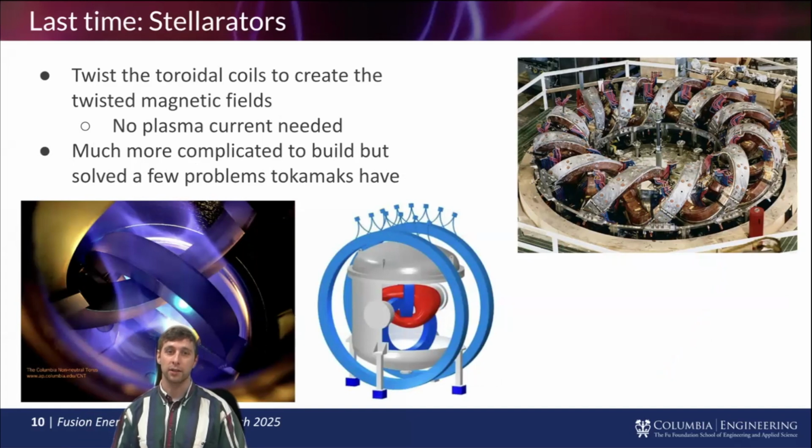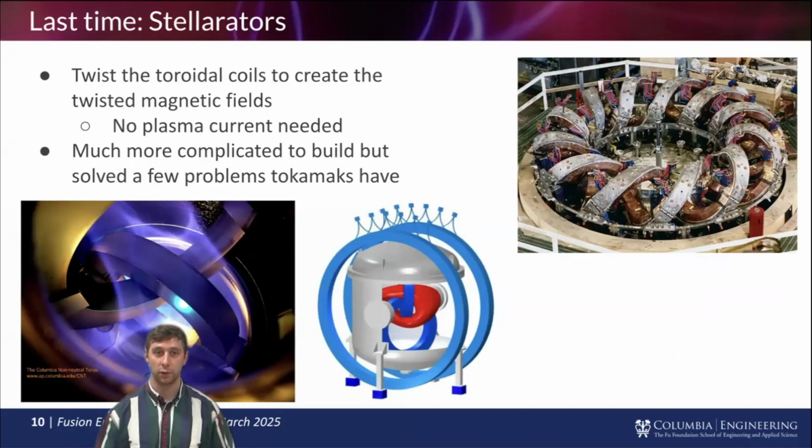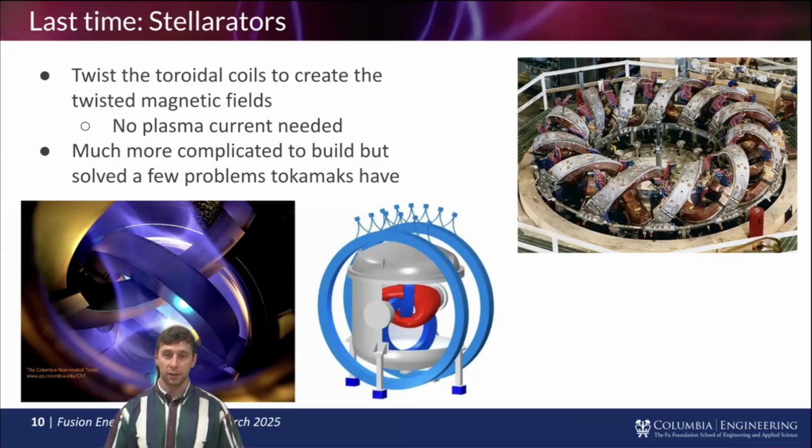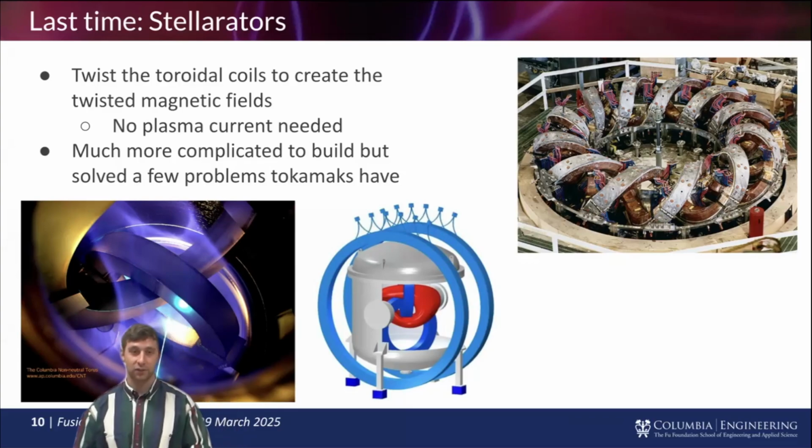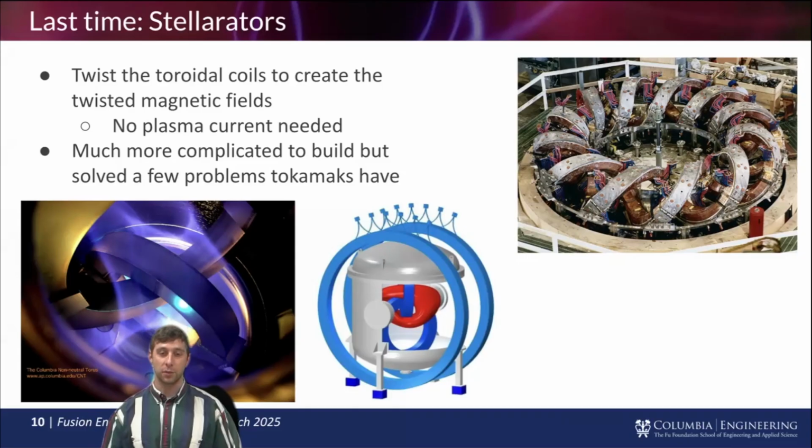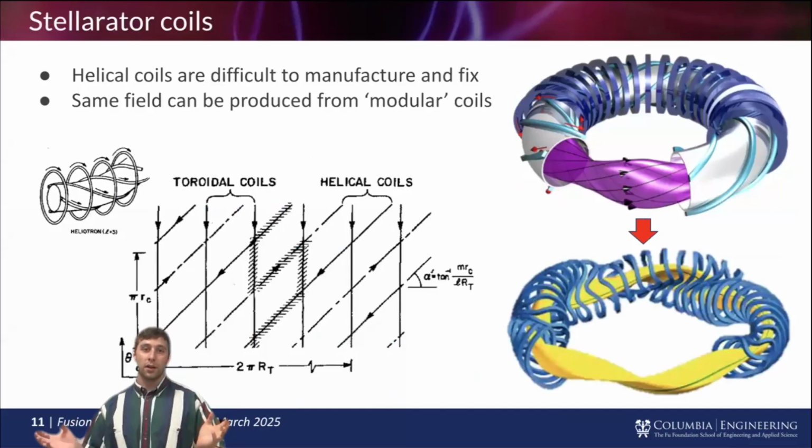Stellarators are more complicated to build because of these twisted coils, but they have some fewer operational problems compared to tokamaks. So you can see a few examples here of twisted coils or some unique designs. The bottom left picture here that I'm standing in front of is the view from the inside of the CNT stellarator, which is at Columbia and is currently undergoing an upgrade. So the stellarator coils are typically difficult to build because they have this interesting twisted geometry.